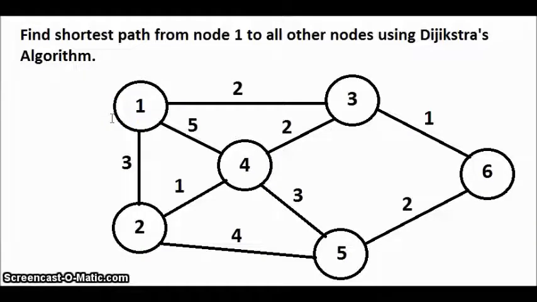Here the circles represent the nodes, and the numbers in the circles represent the node numbers, whereas the numbers on the lines are the cost or hop count from the previous node to the next node. So let us solve this.